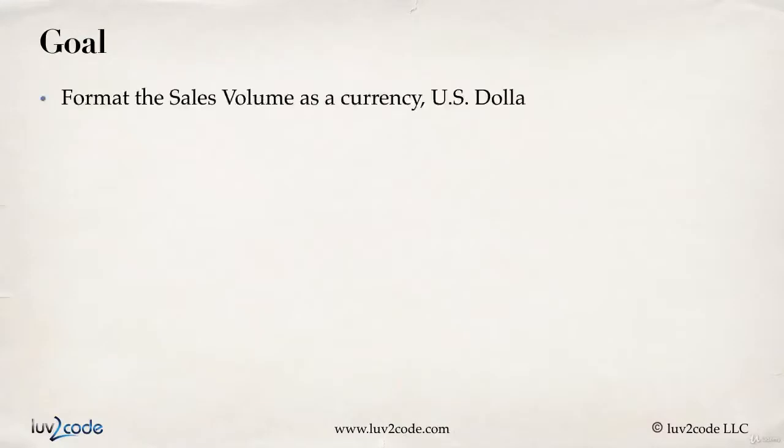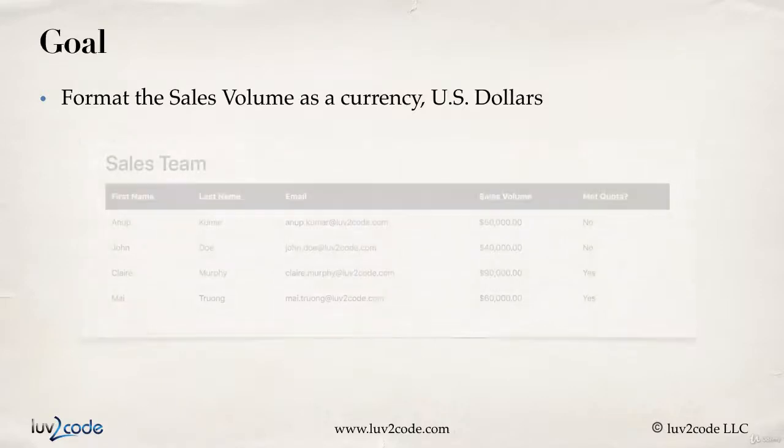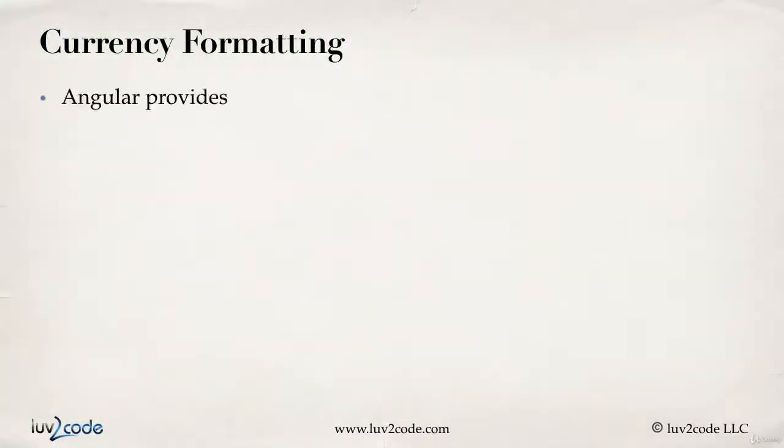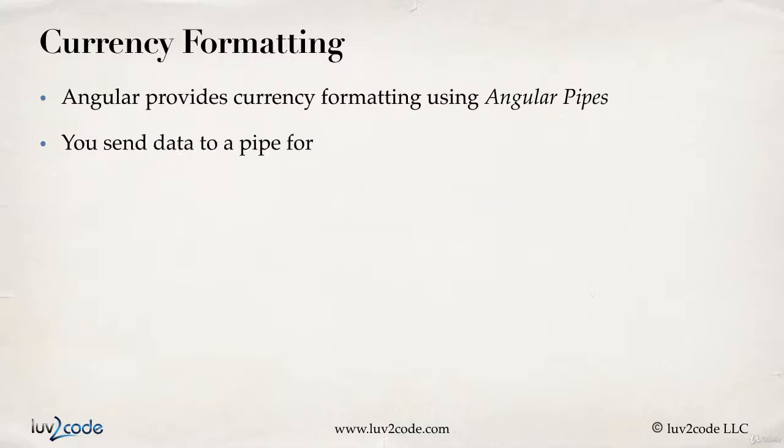Now, one more example here. We want to format the sales volume as a currency with US dollars. So here's our table, and so for sales volume, we actually want to use the given currency symbol for a given currency. Angular provides currency formatting using Angular pipes. So basically you send data to a pipe for formatting.